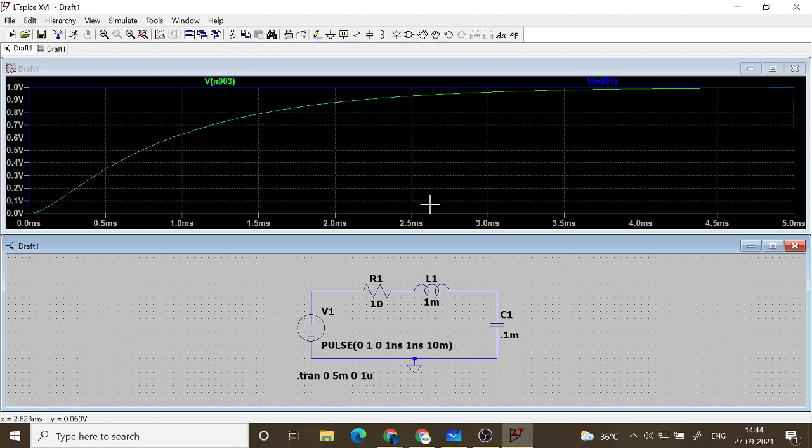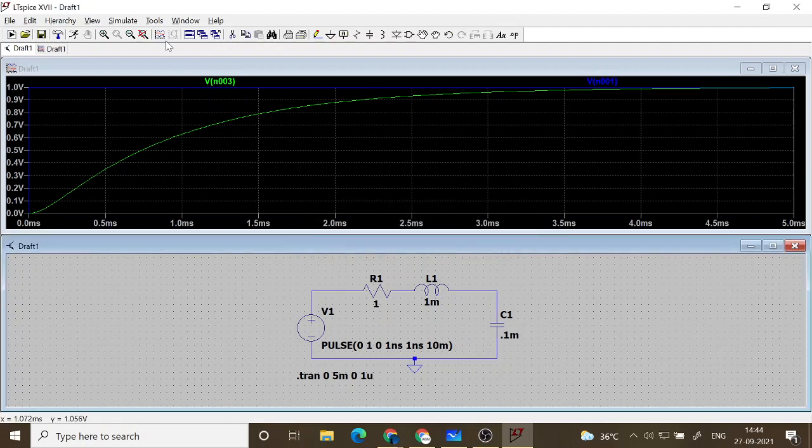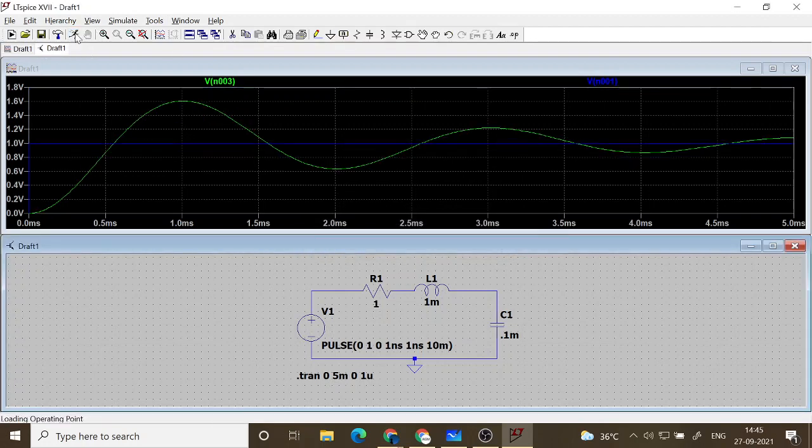Now what I'm going to do is look at the effect of reducing the resistance. I'm just changing it from 10 to 1. So I'm rerunning it. Now you see, a very interesting pattern is coming. What is happening?